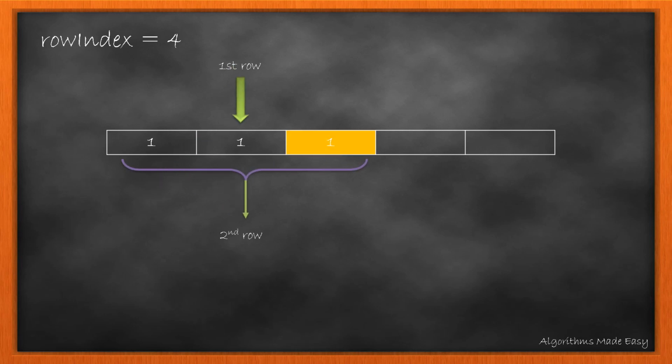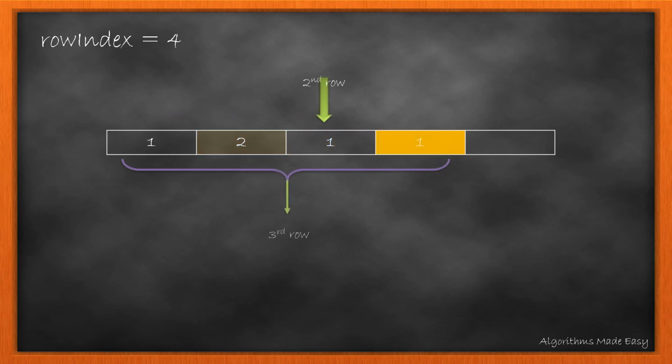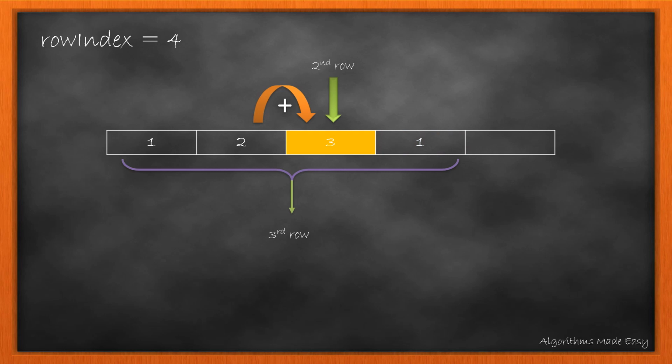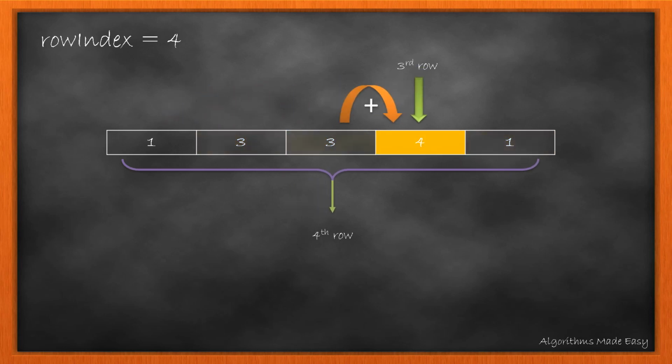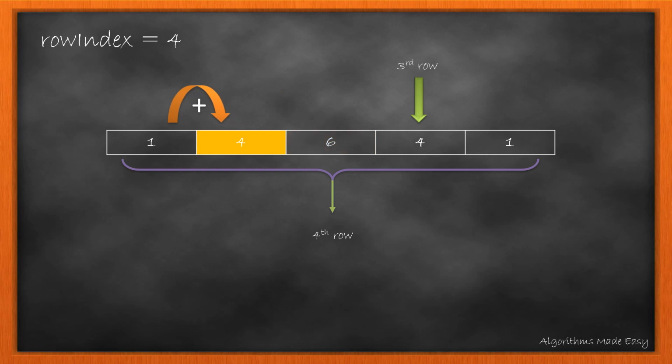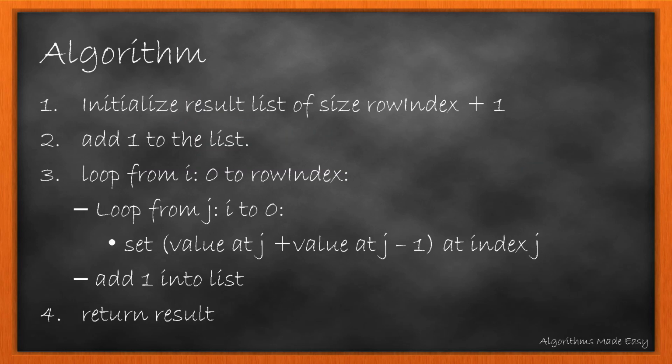To find the second row, we again add a value at the end of the list. For the rest of the array, we add the value of the previous index into the current index. This gives us our second row. We'll continue doing it till we reach the row index. Similar to the previous approach, we will initialize a list and add 1 to it.